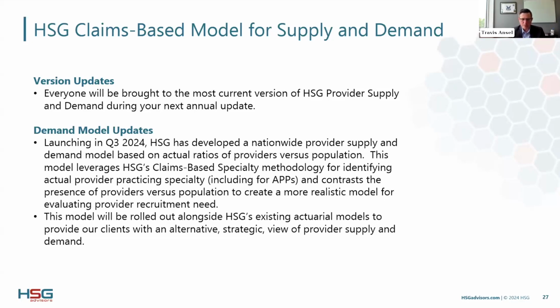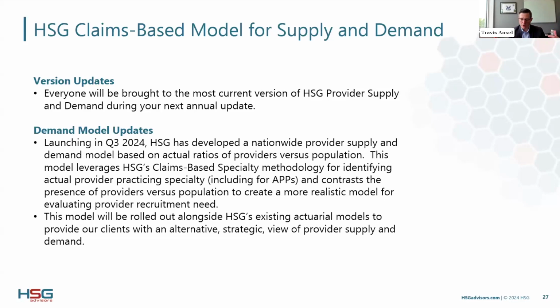We're going to start integrating what we call our claims-based specialty demand model. Right now, we and everybody else that does this type of work, one of the models that's utilized is the US-based supply model. And what that's doing is it's literally taking NPEs, so what are physicians and APPs licensed as, and basically creating ratios of physicians and APPs to population. And we think that's fine, but NPEs has its flaws.